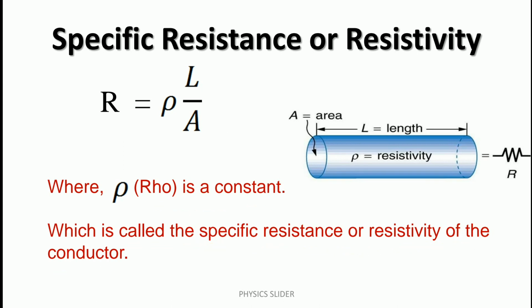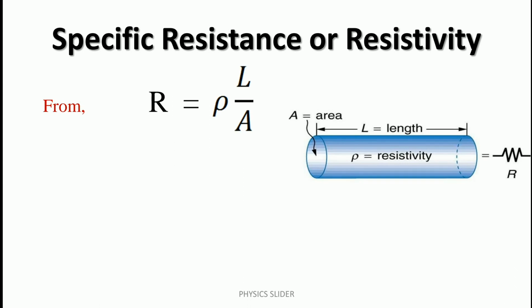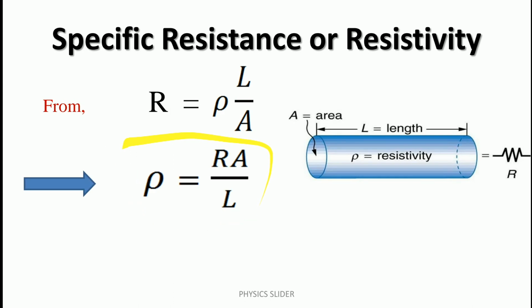of the conductor. From R is equal to rho L upon A, we can calculate the value of rho, which will be equal to rho is equal to RA upon L. Take this A over here, take this L upon. So rho is equal to RA upon L. With the help of this formula, we will define the specific resistance or resistivity, that is rho.